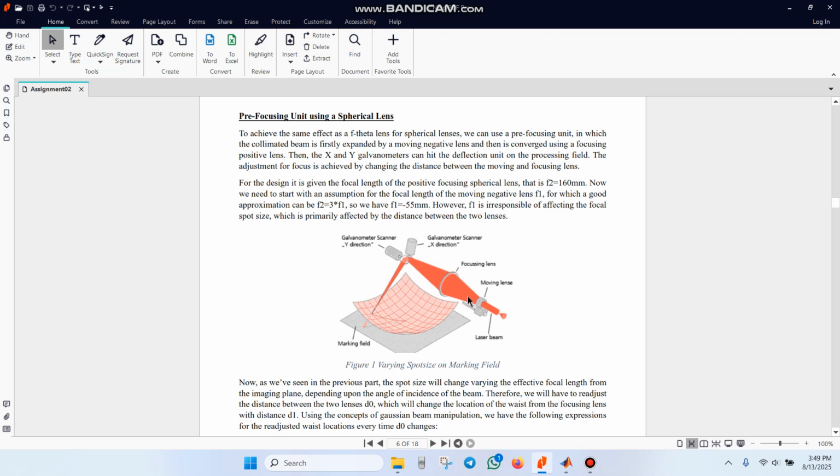So as you can see here, this is the representation of how the pre-focusing lens works. The collimated beam enters into the moving lens, which is then expanded by the negative lens, and then the focusing lens converges it into the two galvanomirrors, which then decide where the beam would be reflected. And this is the effective working space, which is due to the factor of cos theta. And this plane working space is what we essentially need.